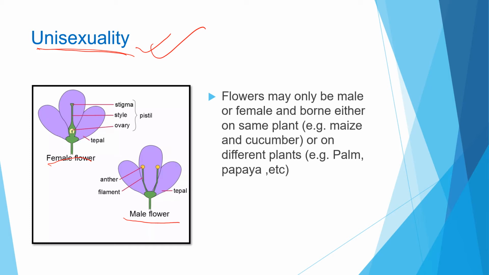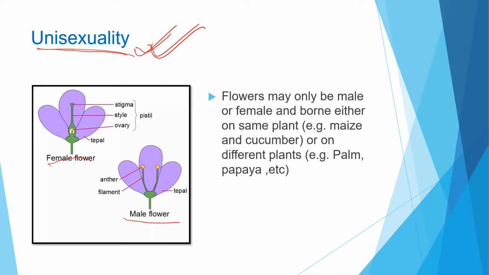That pollination is occurring between the flowers of two different plants, which will again need agents of pollination that we are going to discuss in the next video. So this is what the term unisexuality means.